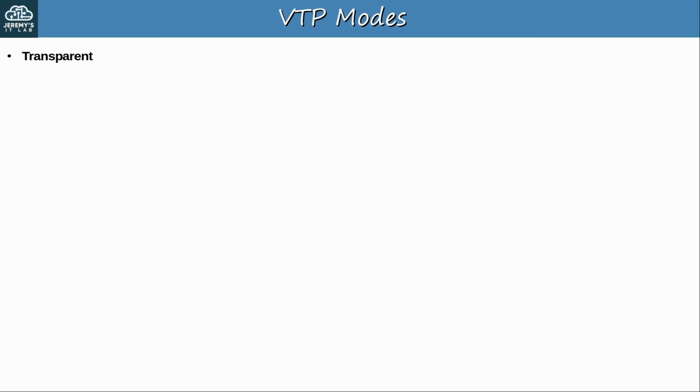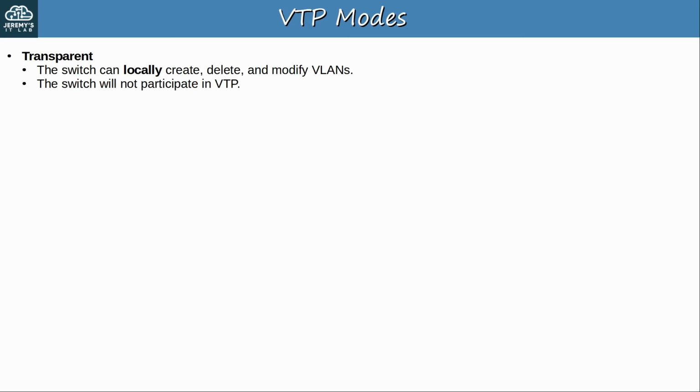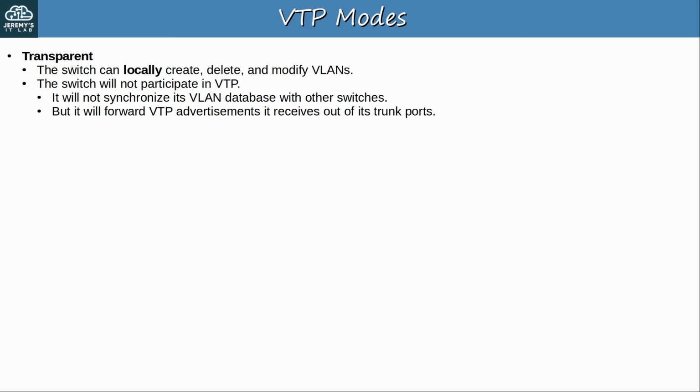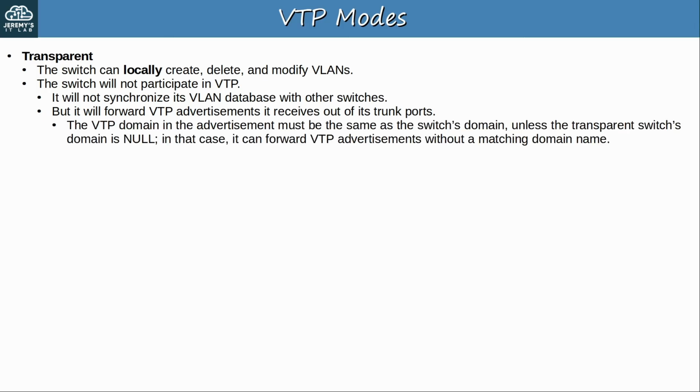Next up, transparent mode. A transparent mode switch can locally create, delete, and modify VLANs. However, it will not participate in VTP. By that I mean that it will not sync its VLAN database with other switches. However, it will forward VTP advertisements it receives out of its trunk ports. There's one requirement though. The VTP domain in the advertisement must be the same as the switch's domain, unless the transparent switch's domain is null. In that case, it can forward VTP advertisements without a matching domain name.